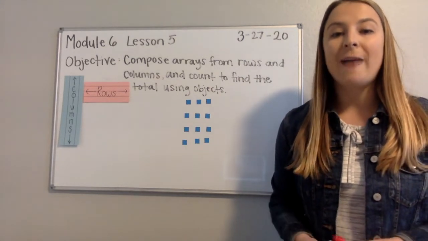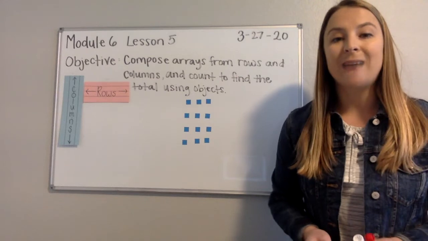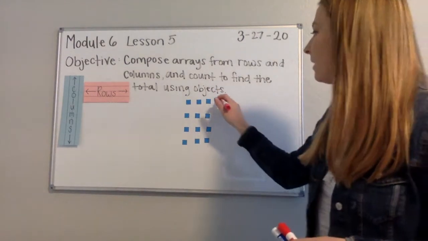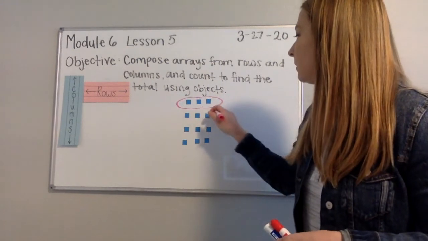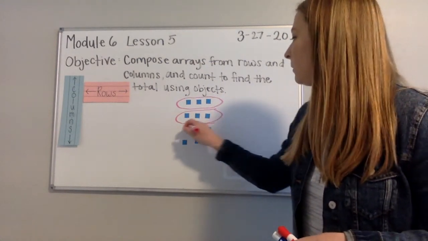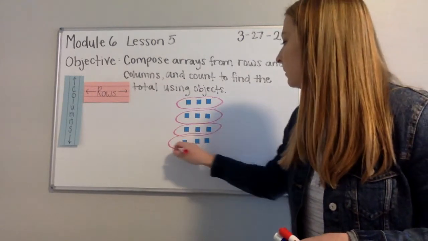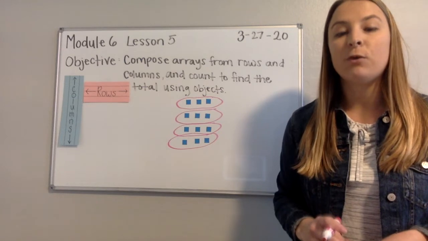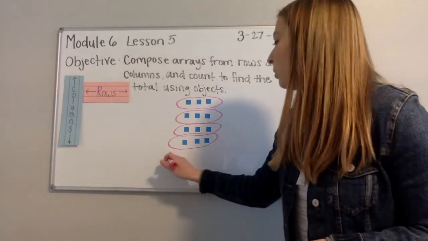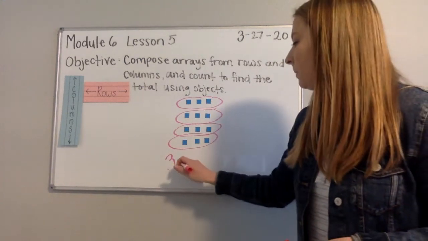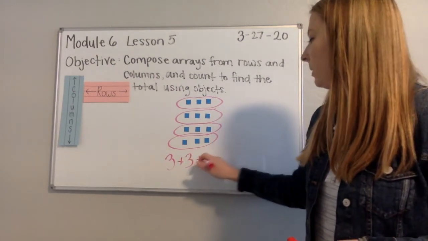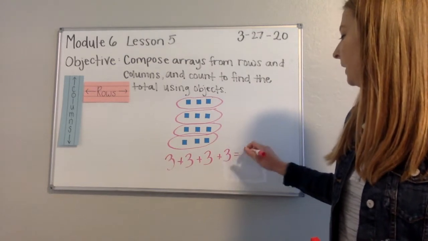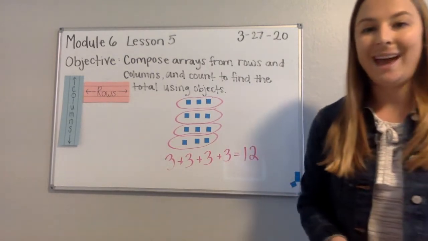First, I'm going to look at the rows, and I'm going to circle the rows as I count them. Remember, rows go left to right, side to side. 1, 2, 3, and 4. If I was going to write a repeated addition sentence for my rows, it would be 3 in the first row, plus 3 in the second row, plus 3 in the third row, plus 3 in the fourth row, equals a total of 12 counters.